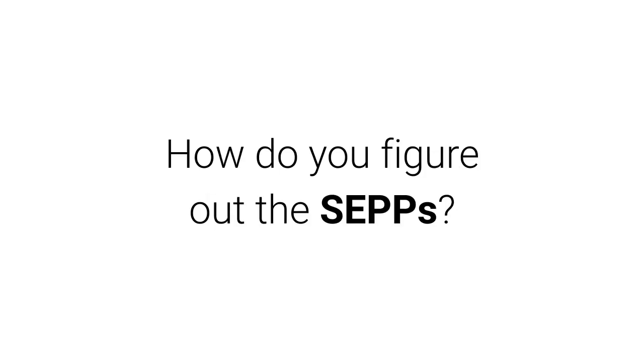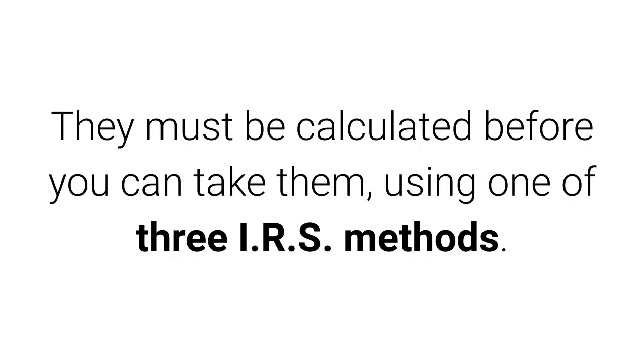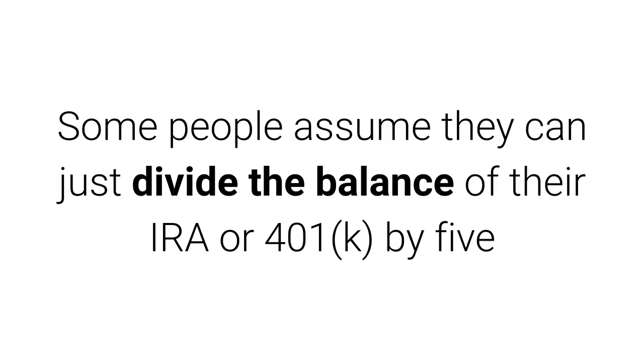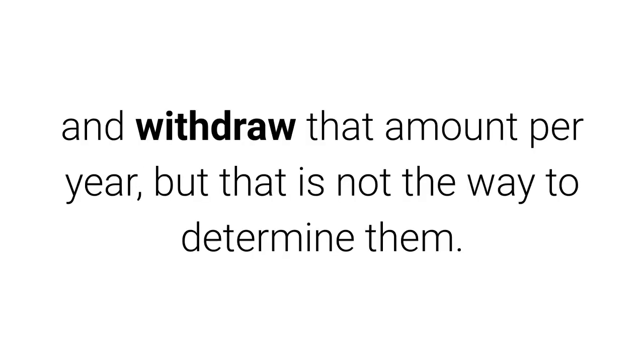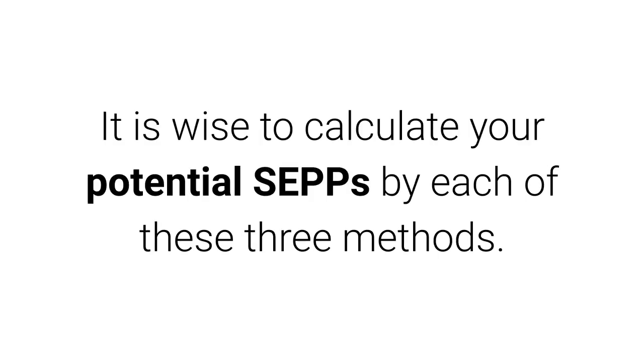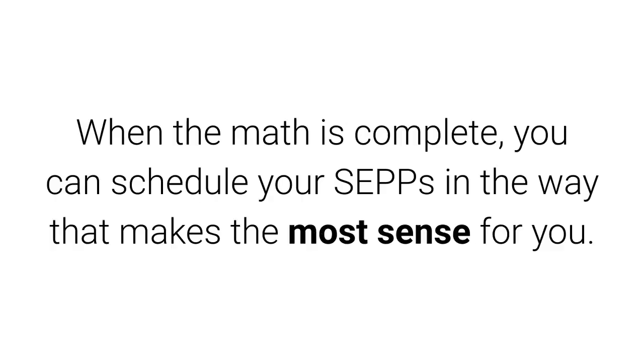How do you figure out the SEPPs? They must be calculated before you can take them, using one of 3 I.R.S. methods. Some people assume they can just divide the balance of their I.R.A. or 401k by 5 and withdraw that amount per year, but that is not the way to determine them. It is wise to calculate your potential SEPPs by each of these 3 methods. When the math is complete, you can schedule your SEPPs in the way that makes the most sense for you.